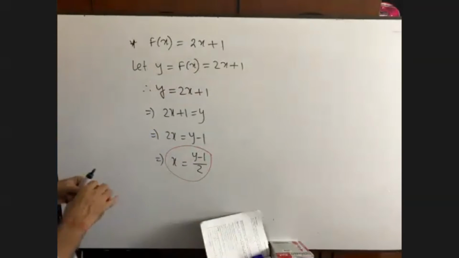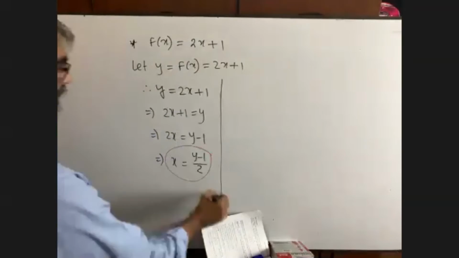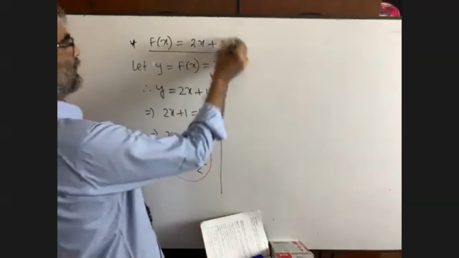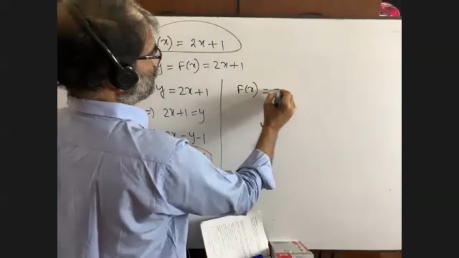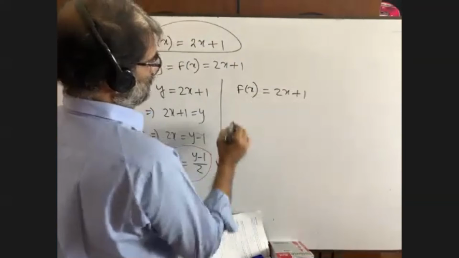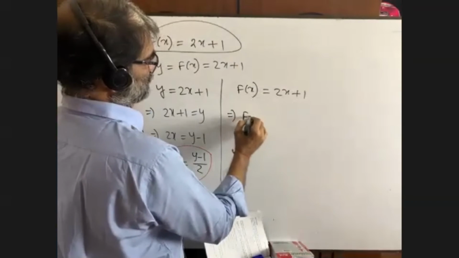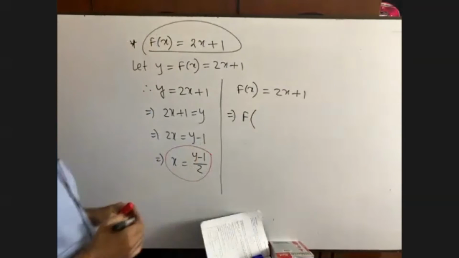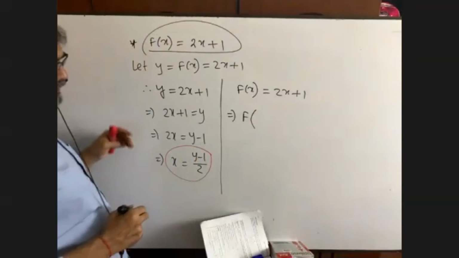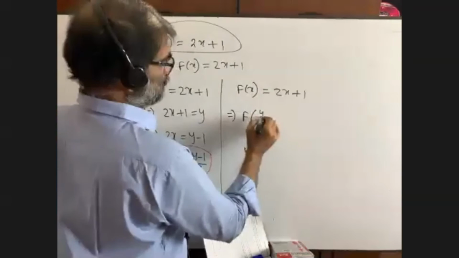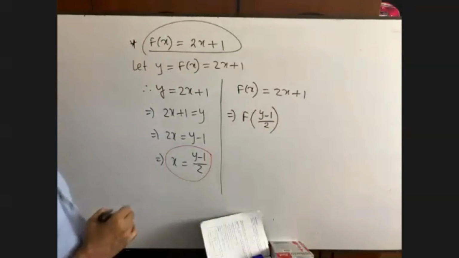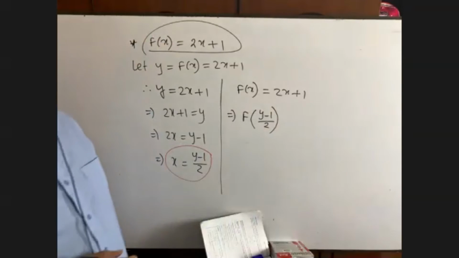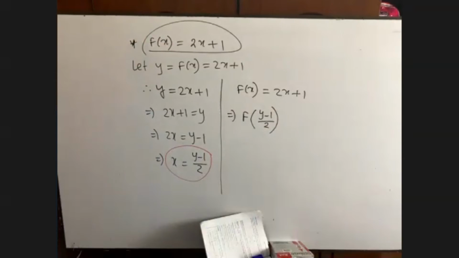Okay. Now you again go back to f of x equals 2x plus 1. Now let me know, what is the value of x? Talk to me. What is the value of x? (y minus 1) by 2. Have you got me? The value of x is (y minus 1) by 2.